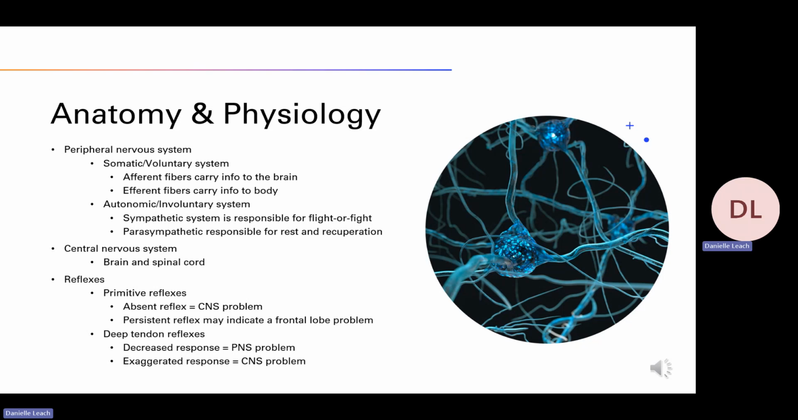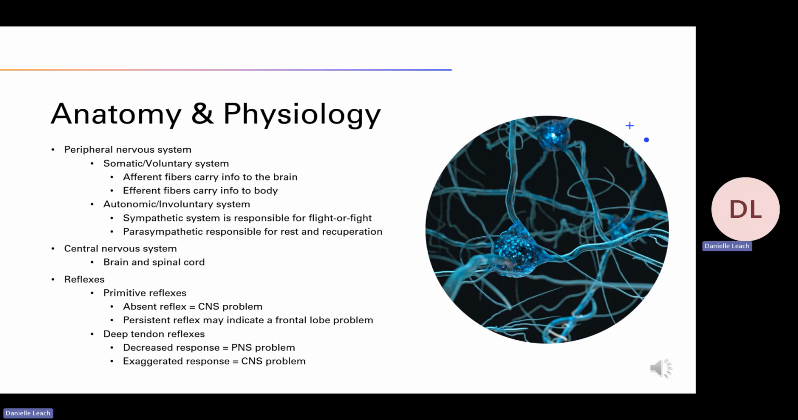So you probably remember the somatic system is responsible for voluntary movements, sensations, and things like that. It has afferent fibers with an A. Those fibers carry info to the brain, and then efferent fibers with an E carry info from the brain to the body. Then the autonomic or involuntary nervous system is responsible for involuntary actions that we don't necessarily think about. So things like our heart beating, our breathing, digestion, sweating, salivating, things like that.